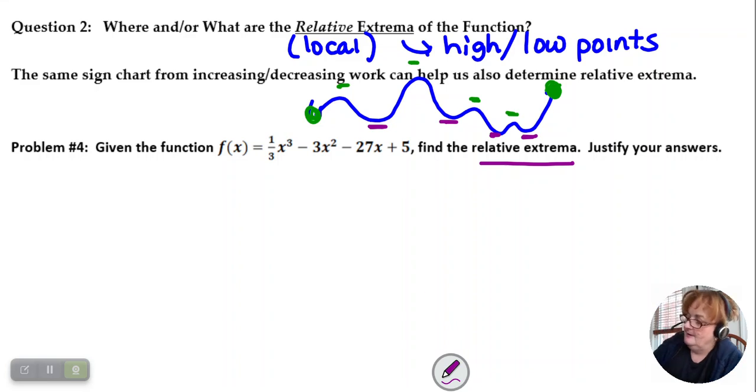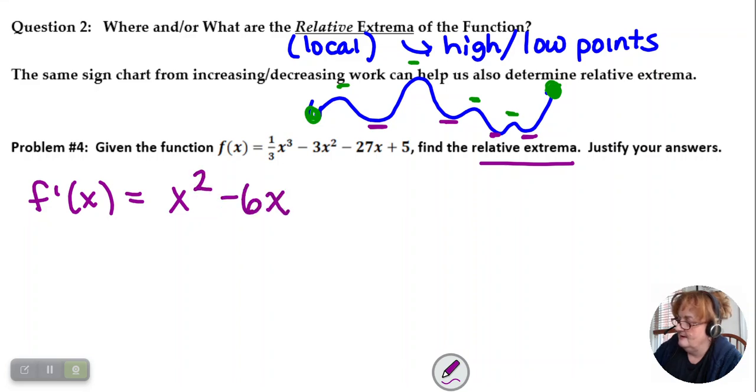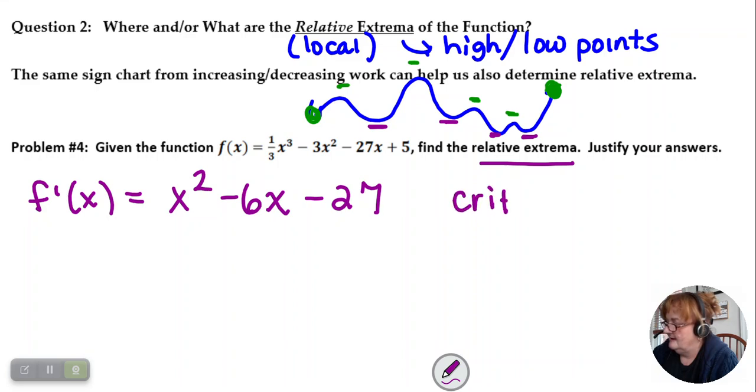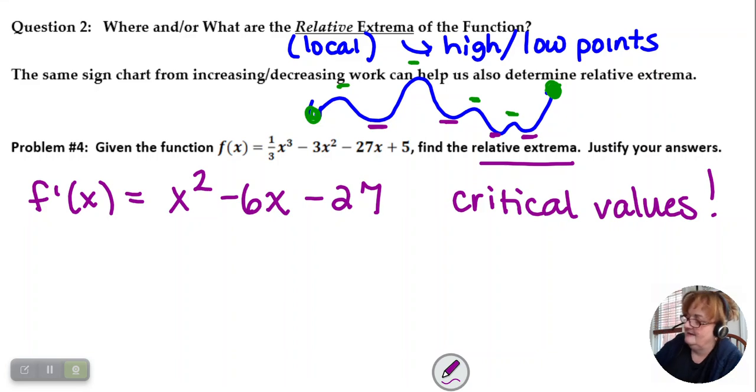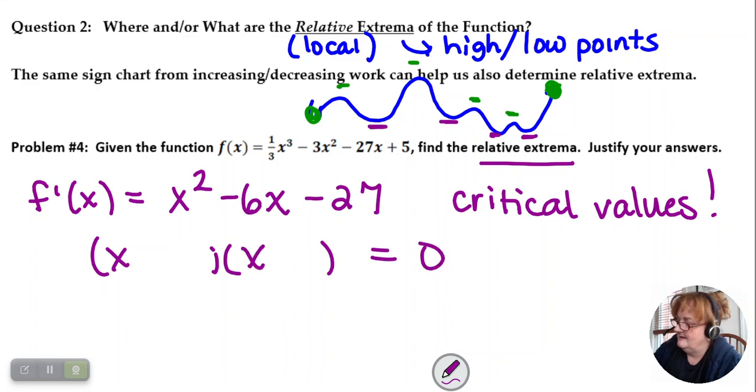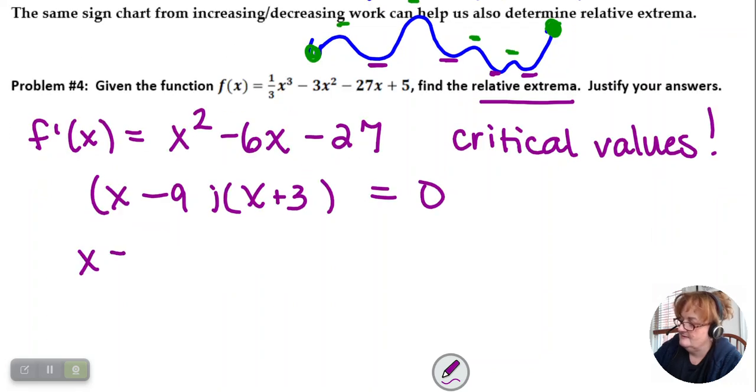Okay, so if we do increasing, decreasing analysis, we basically get relative extrema for free. So we start off with our increasing, decreasing work, which means we're going to write our derivative, because everything starts and ends around the critical values. Much nicer derivative this time, easier to factor, to set equal to 0. And a little minus 9 plus 3 will give me the minus 6. So x minus 9 equals 0, x equals 9 is a critical value, x plus 3 equals 0.